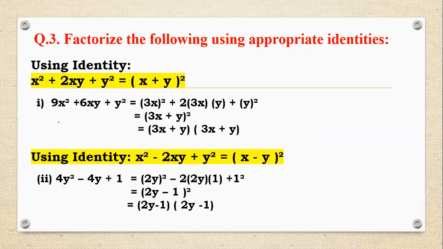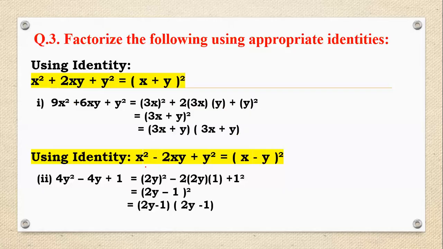So in our question we have to set all the terms here according to the identity. x square means (3x) whole square, the first term. The second term, within the bracket, is y itself, and then plus 2xy, 2 into first term into second term. So we have got the factorized value, that is (3x + y) whole square. So how do we write it? (3x + y)(3x + y), that is the factorized form.